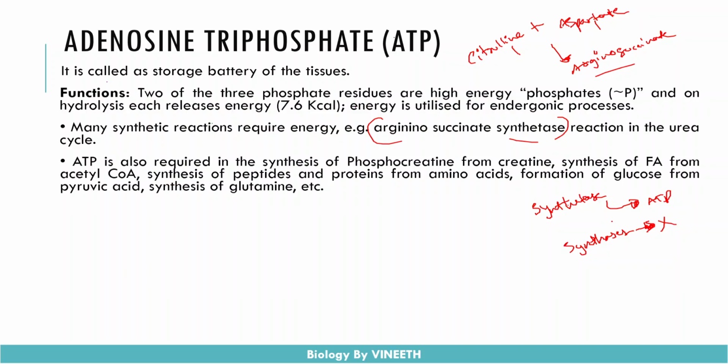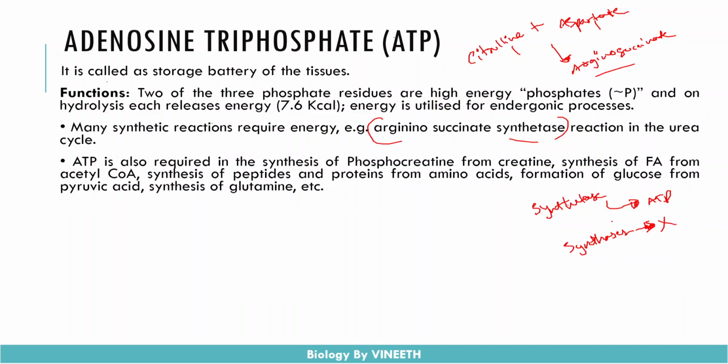Creatine is a molecule to store phosphate groups. Excess phosphate in your body is stored in the form of phosphocreatine, so excess phosphate binds to creatine and forms phosphocreatine. Whenever there is a requirement of phosphate for the phosphorylation of ADP to ATP, creatine donates the phosphate molecules. So ATP is also required for the synthesis of phosphocreatine, which is synthesized when there is excess ATP or excess phosphate in the body.